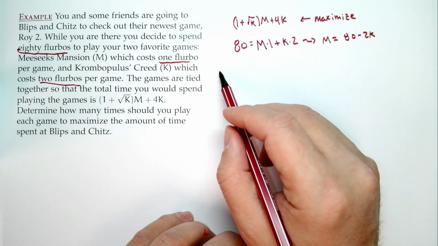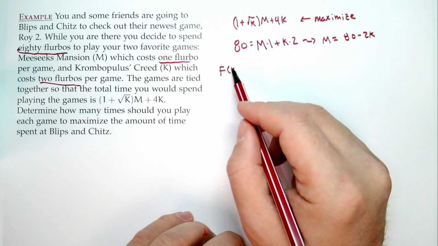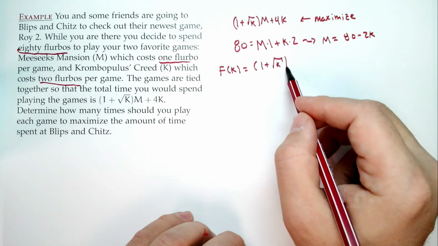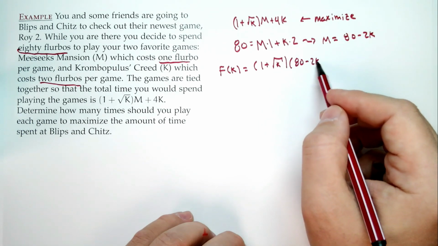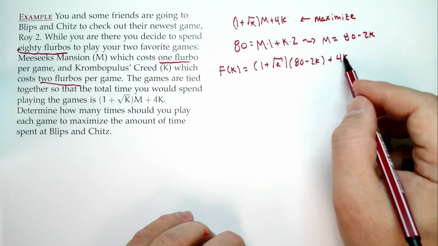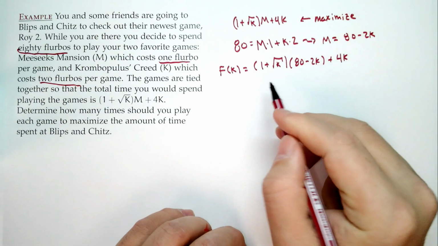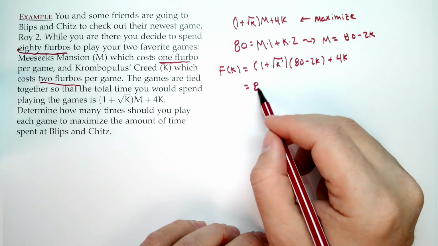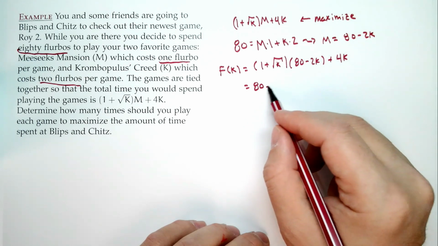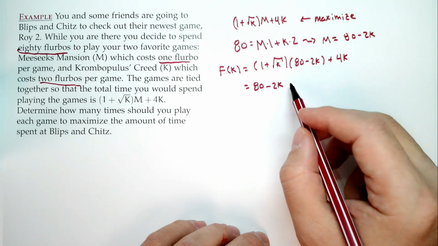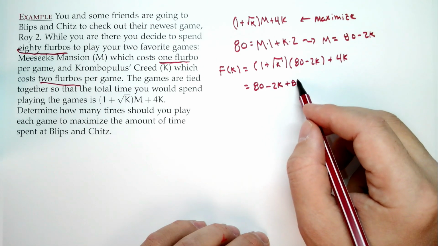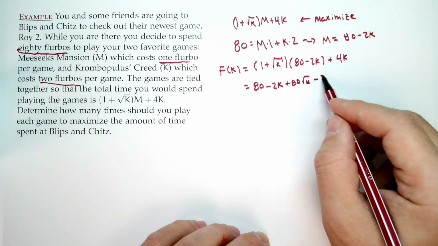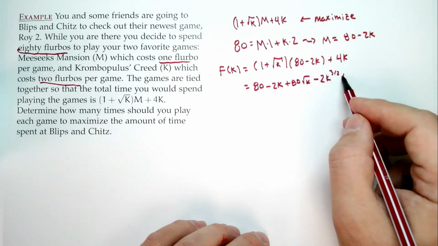So now we have that our function, let's write it as a function of just k that we're trying to optimize, is 1 plus square root of k times 80 minus 2k plus 4 times k. Now before we take any derivatives, let's multiply this out. So we're going to get 1 times 80 is 80. 1 times negative 2k. Square root of k times 80, that's 80 square root of k. And then square root of k times minus 2k. So that'll be minus 2k to the 3 halves. We have a plus 4k.